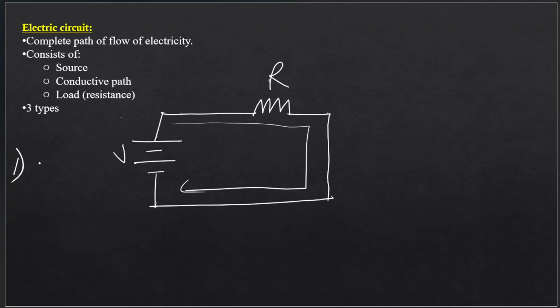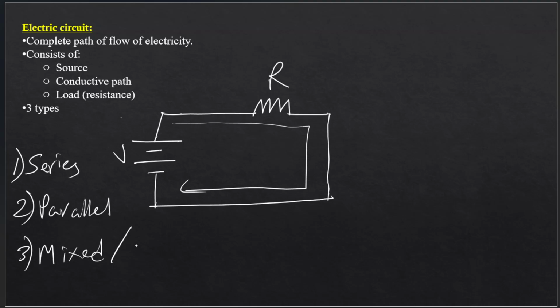Now, electrical circuits are of three types. One, series circuits, two, parallel circuits, and three, mixed circuits, also known as series parallel circuits.